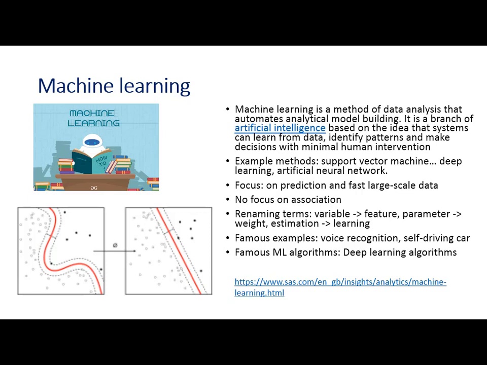Also, when you Google statistical and machine learning, you will find out that there are terms used in statistics that are called differently in machine learning. So for example, what we call variable in statistics, in the machine learning, deep learning and artificial intelligence community, is called feature. What we call parameter, beta, for example, is called weight in machine learning. If I'm estimating a statistical model, in machine learning, it's called the learning process, okay?